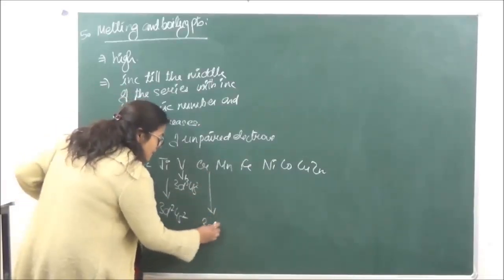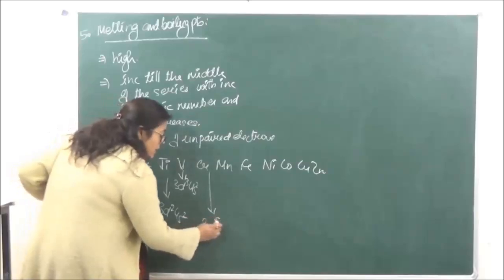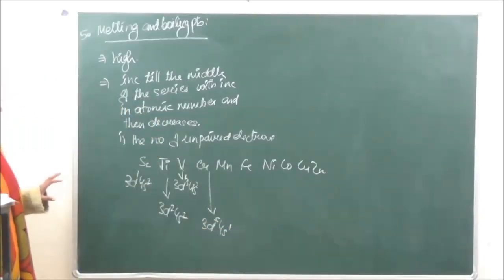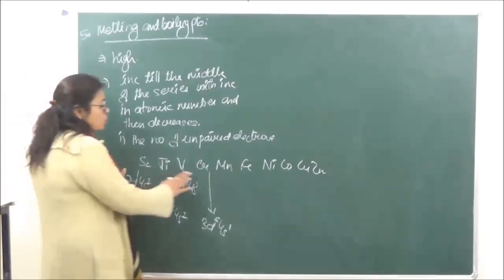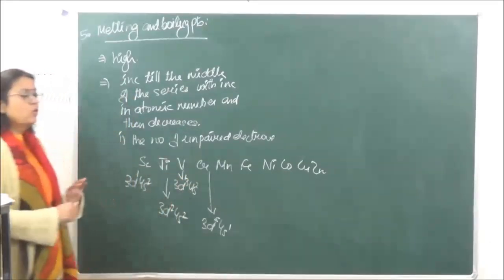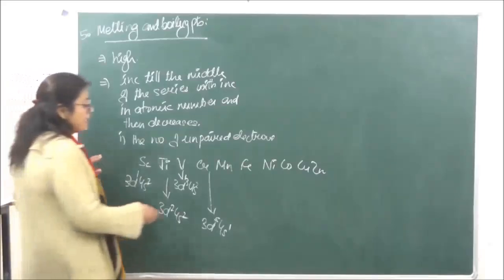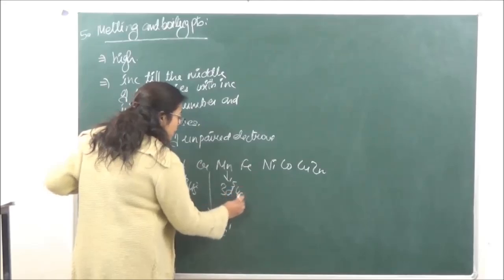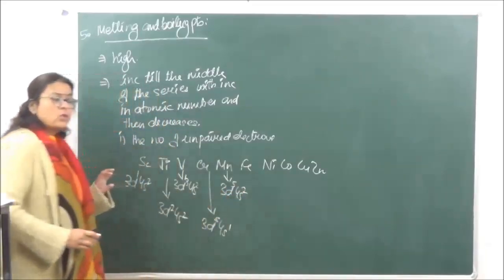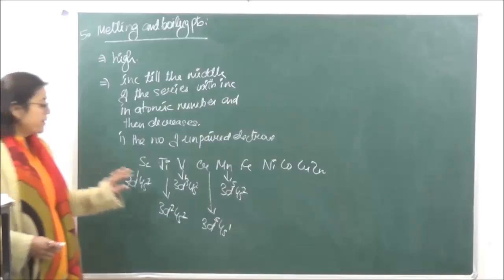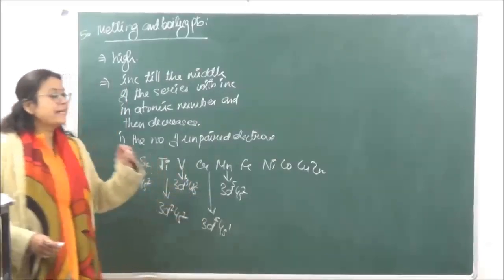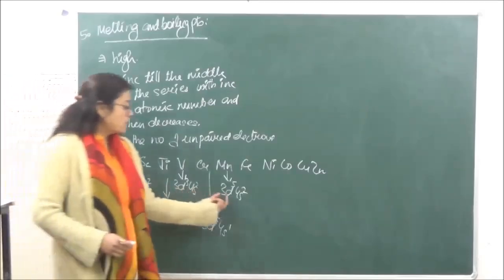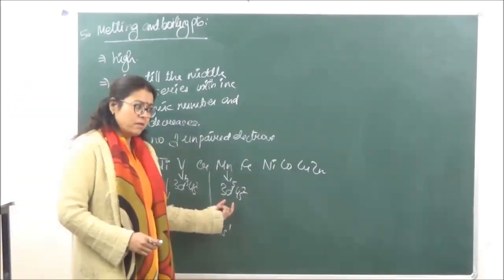Chromium has the maximum number of unpaired electrons, 3d5 4s1. There are 6 unpaired electrons present. So from scandium to chromium the melting points are going to increase. And then when we go to manganese, the electronic configuration now becomes 3d5 4s2. Now over here there is going to be a slight dip in the melting point. That is because of the stable configuration of 3d5.